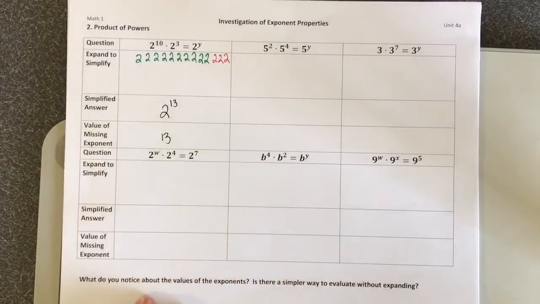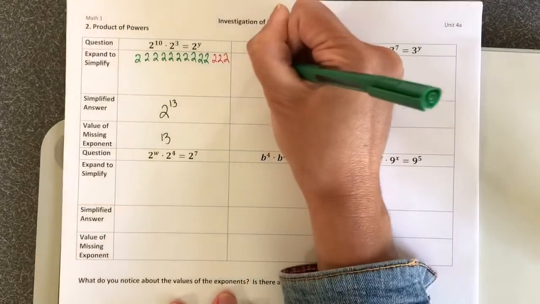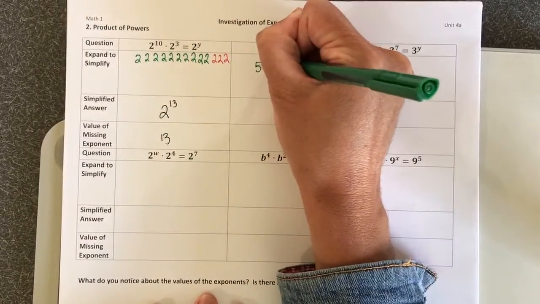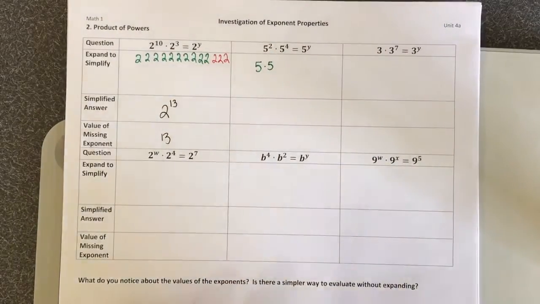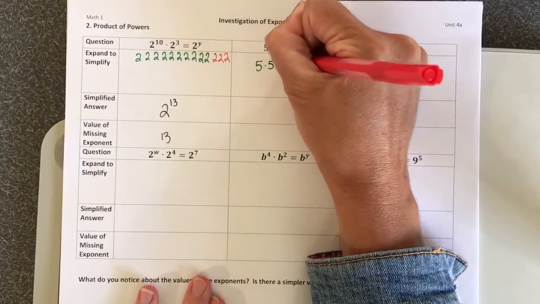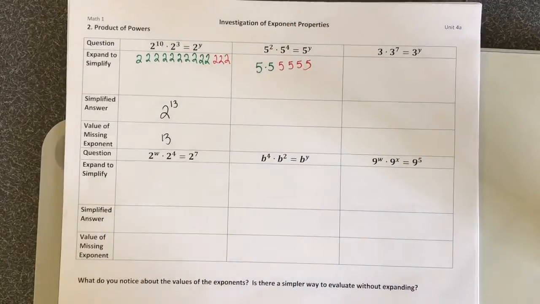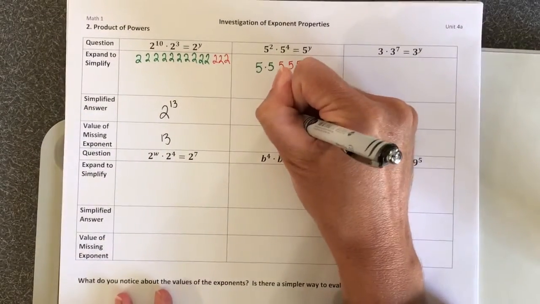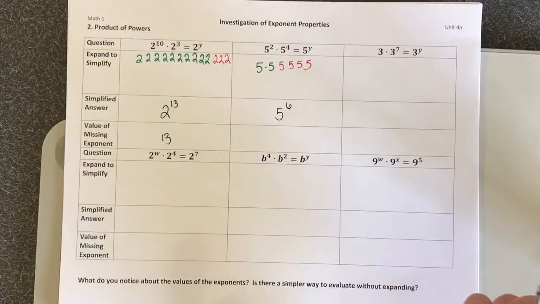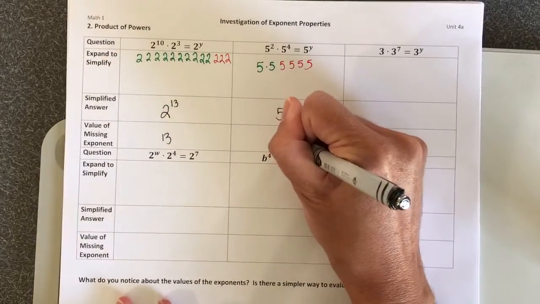Okay, what about the next one? So 5 squared, 5 to the 4th, so now I have a total of 6 5's, so this becomes 5 to the 6. My missing exponent is 6.